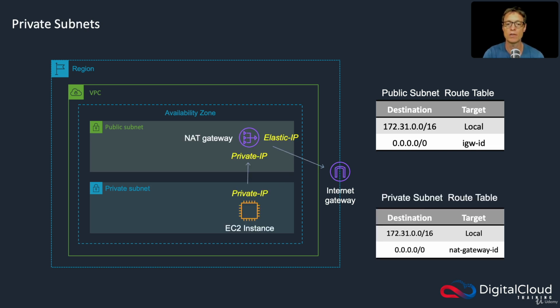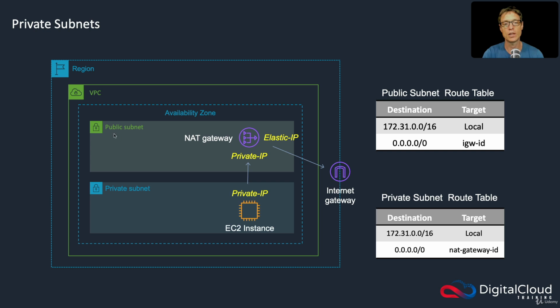Now, what if you have a private subnet? In that case, the instances in a private subnet only have private IP addresses, and you can't connect to an internet gateway with a private IP. So you use something called a network address translation gateway, a NAT gateway. This is something you can create in your AWS account. In this instance, the different subnets have their own route tables. The private subnet route table has an entry which says, for all traffic outside of the local range, send it to the NAT gateway ID.